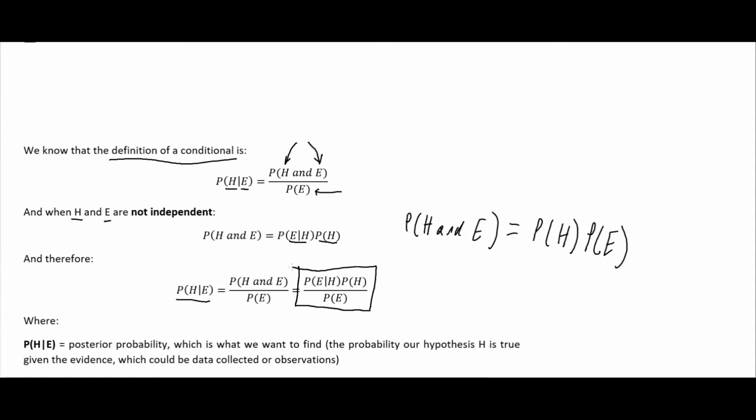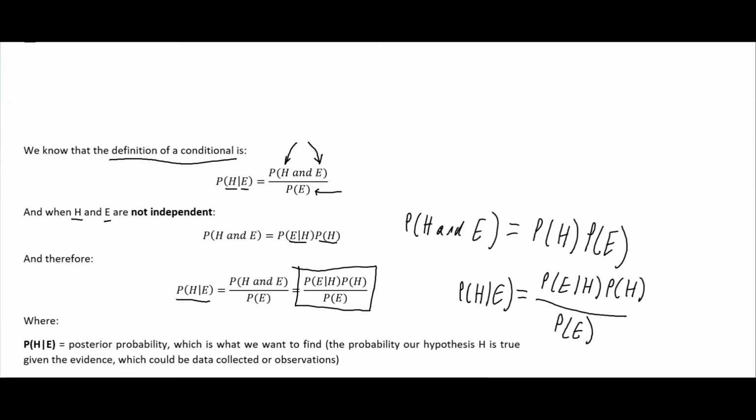When H and E, our hypothesis and our evidence, are independent, remember, P(H and E) is equal to the probability of H times the probability of E. But when it's not independent, then it's the probability of E, our evidence, given H times the probability of our hypothesis. And therefore, that is what you will often see as Bayes' theorem or Bayes' rule: the probability of H given E is equal to the probability of E given H times the probability of H, our hypothesis, all over the probability of our evidence.